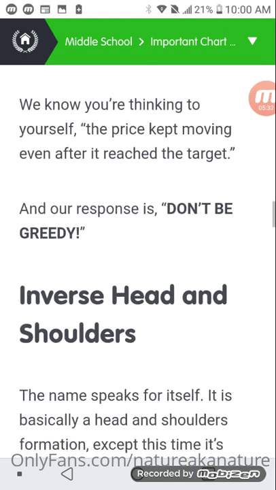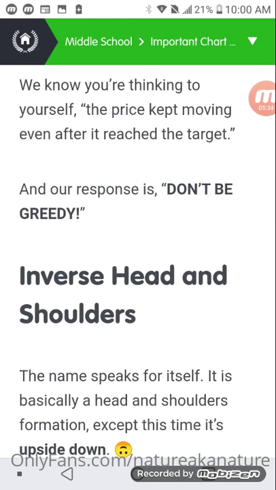Do not be greedy. So inverse head and shoulder is just like head and shoulder pattern, but it's formed during a downtrend. And guess what? It's a reversal trend pattern, meaning that price wants to not go down. That's head and shoulders, but inverse head and shoulder is formed during a downtrend, and head and shoulders is formed during an uptrend. Inverse head and shoulder formed during a downtrend is a reversal formation chart pattern that signals that price wants to head back up.